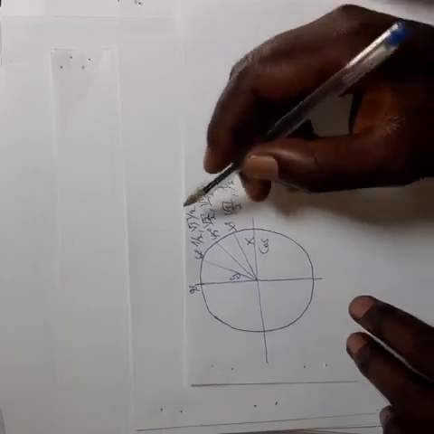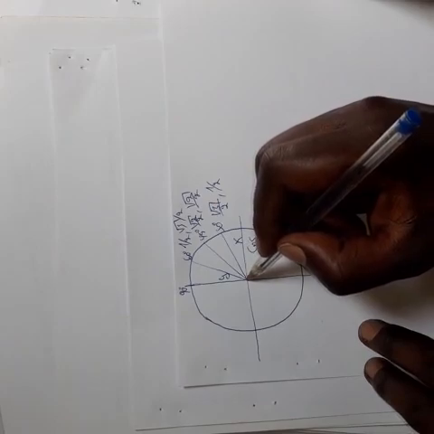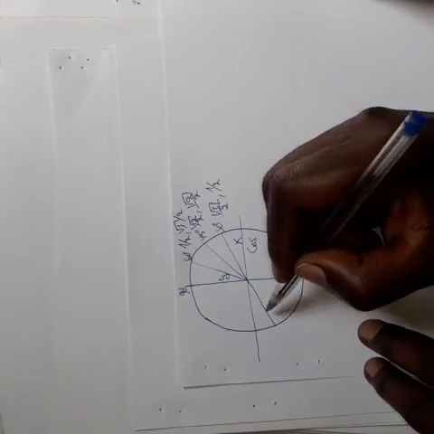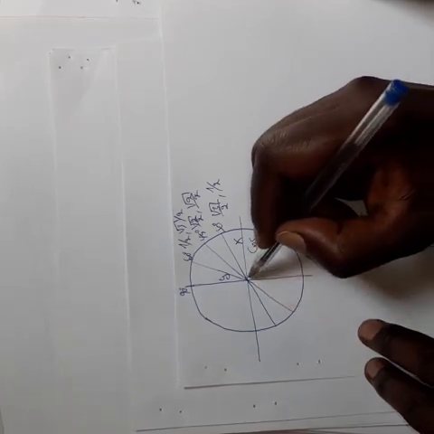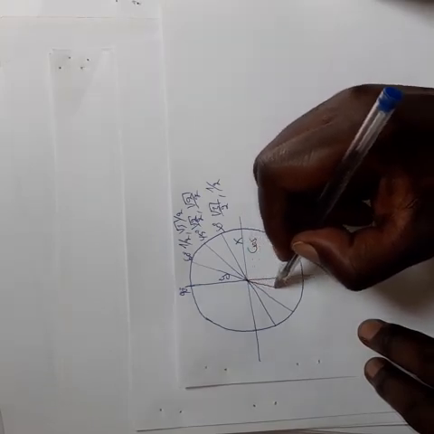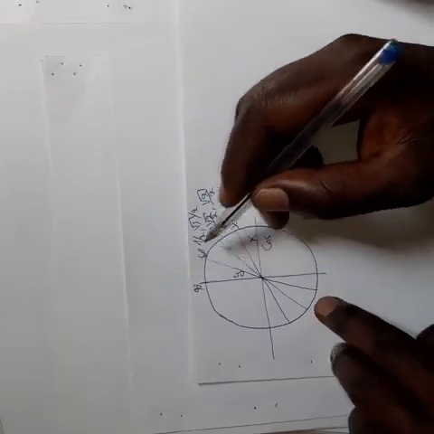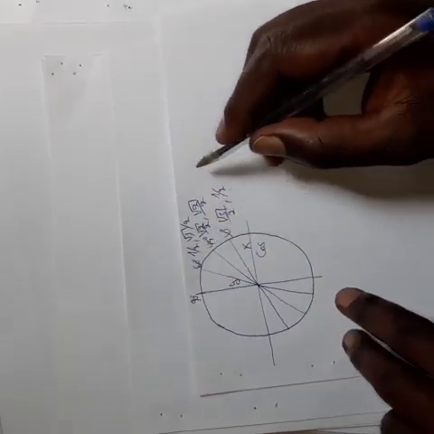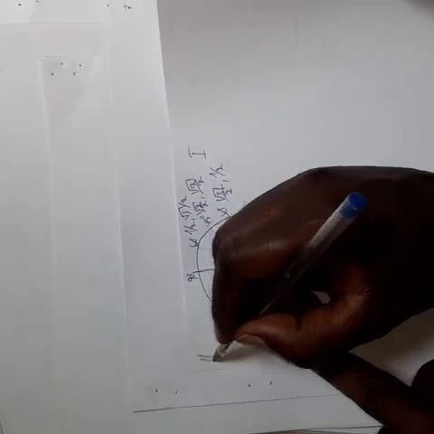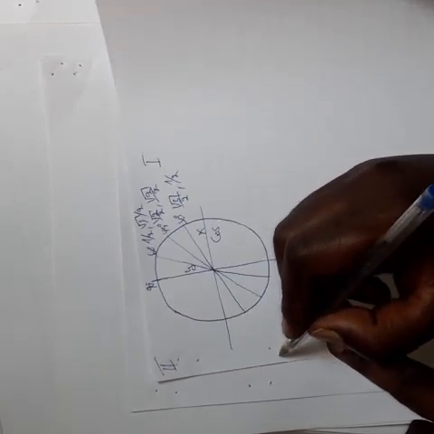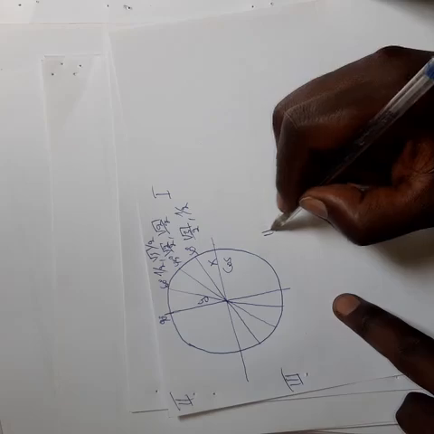Okay, so this line is projecting up to here. Okay, and this is projecting up to here. Okay, and this is projecting up to here. Okay, then but before we continue, here we have first quadrant, here it is second quadrant, and here it is third quadrant, and here we have fourth quadrant.